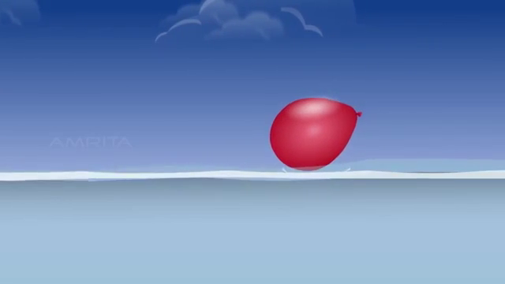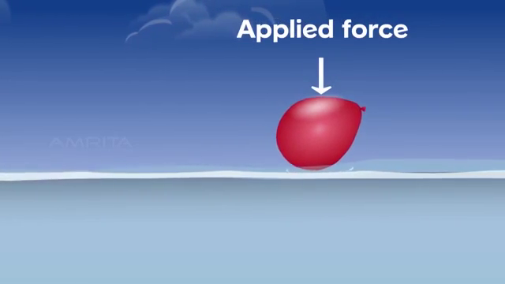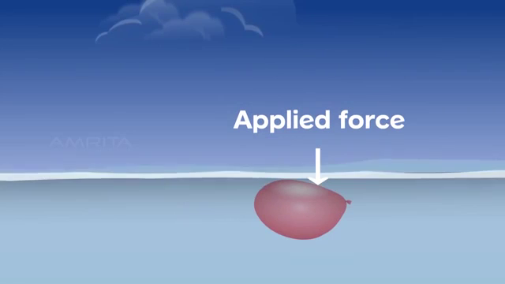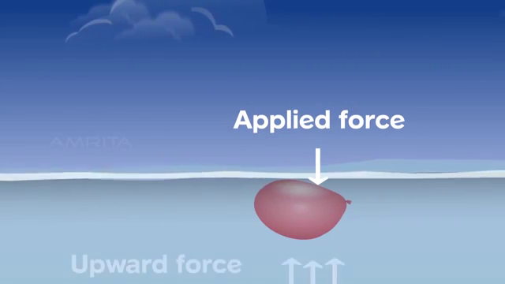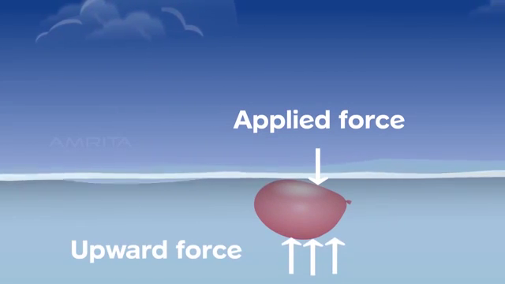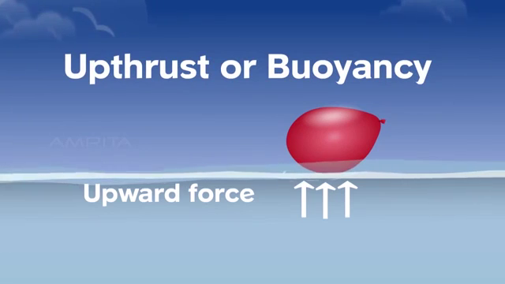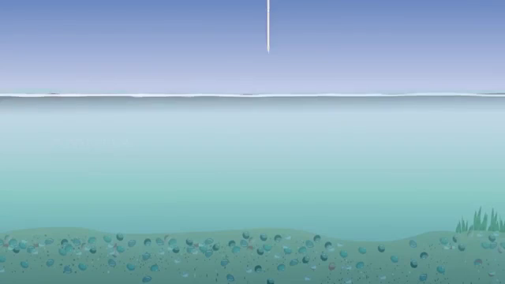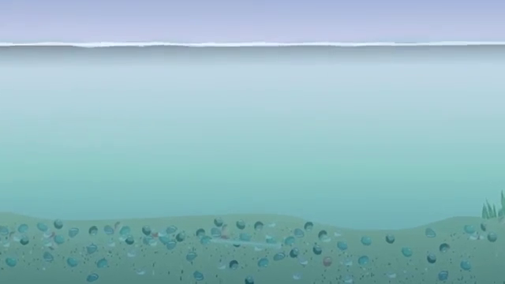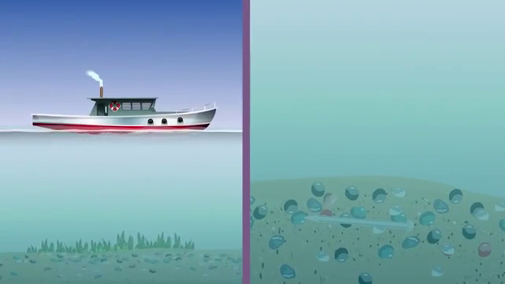What happens here is that the applied force acts in the downward direction, pushing the balloon down, but the water exerts an upward force on the balloon, pushing it up. This upward force exerted by water on the balloon is known as upthrust or buoyancy, and the upward force is called the buoyant force.